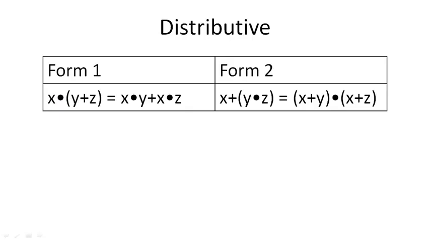The next property is called the distributive identity. Again, the distributive identity has an OR and AND focused versions. Form 1 should be fairly intuitive, as it is analogous to the distributive property in algebra. Notice how the Form 1 distributes both the literal and the AND operation across the OR operation. Form 2 does the same thing and distributes both the literal and the OR operation across the AND operation.